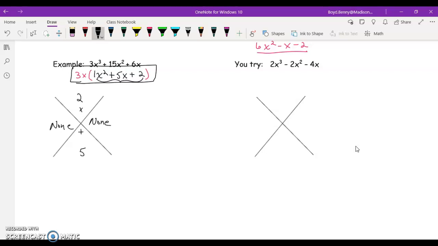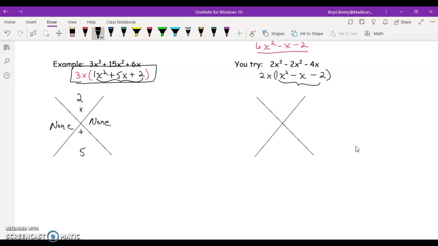Okay? Let's move on to the next one, see if we get a little different result here. So here I see that the greatest common factor is actually 2x, leaving me with an x squared minus x minus 2. Okay, so let's see if we can factor this one.